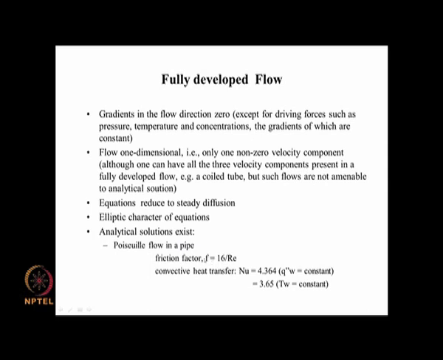quasi flow in a pipe for which you have a friction factor which is defined, which can be obtained as 16 by Reynolds number, where the friction factor here is defined as the shear stress divided by half rho u square, where u is the average velocity. And you also have the convective heat transfer coefficient expressed in terms of Nusselt number is 4.364 for a wall heat flux constant and 3.65 for a wall temperature constant cases.